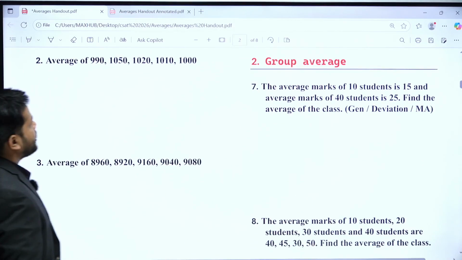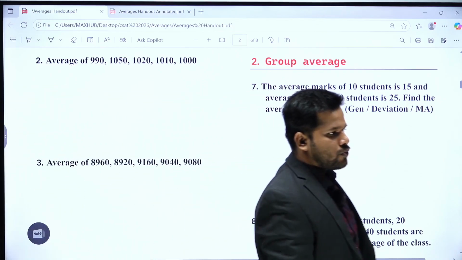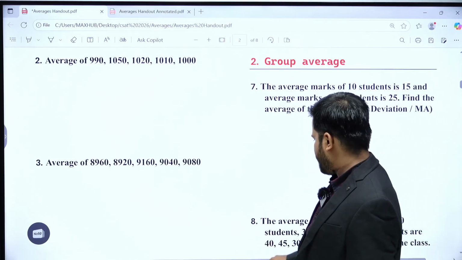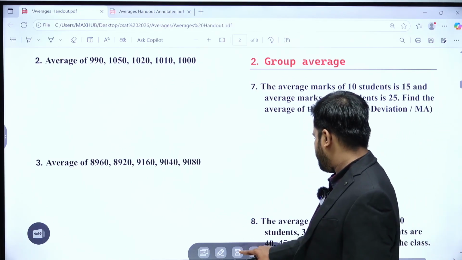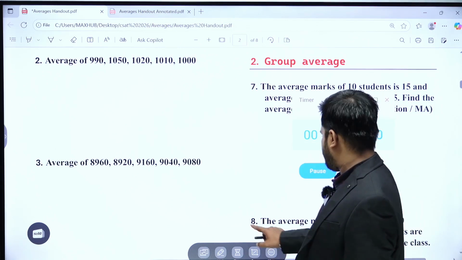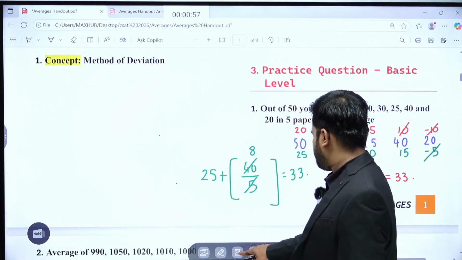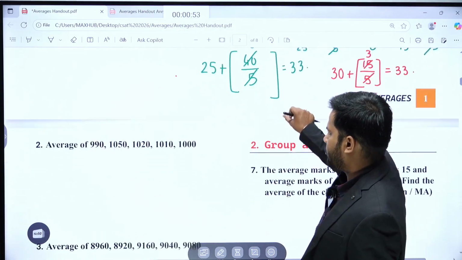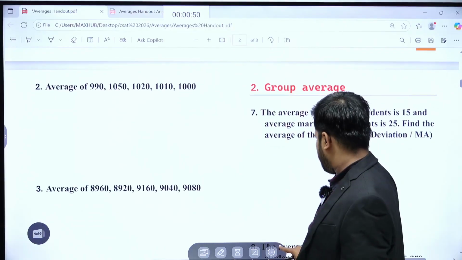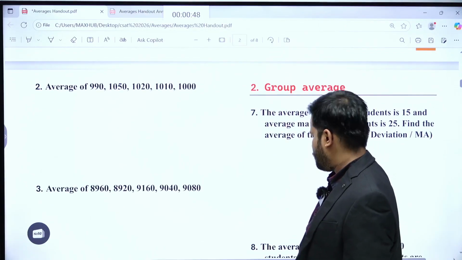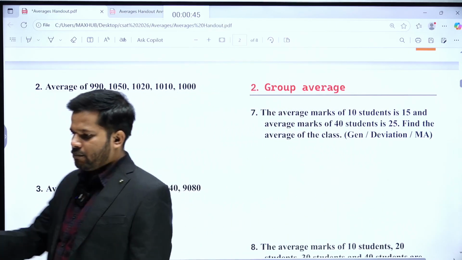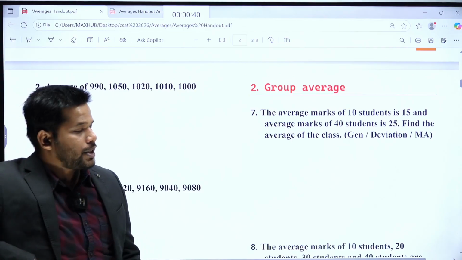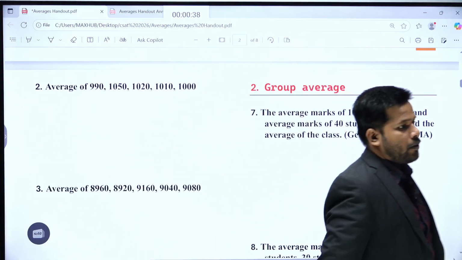Find the average of 990, 1050, 1020, 1010 and 1000. I want you people to solve this question. Let me give you a timer. Take 1 minute to solve this question. Yes, this one. Question number 2. Be careful while you are doing the division part. Plus minus sign पे थोड़ा ध्यान रखना है. Do this question.